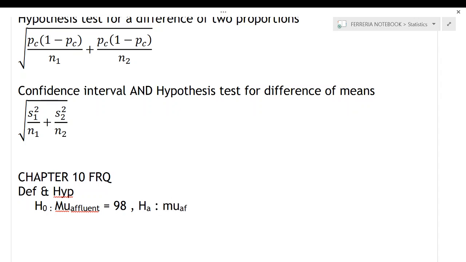Mu affluent. And you don't have to put units, not until the very end. It's greater than 98. Okay.